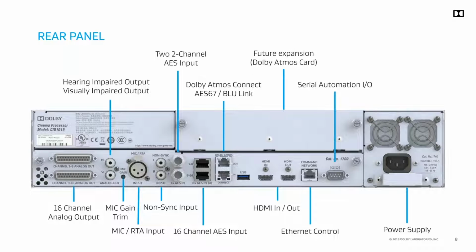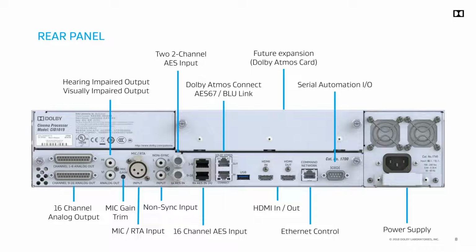Next, we'll look at the rear panel, and again, I'll walk from left to right. So first, there are 16 channels of analog outputs on the two 25-pin D-sub connectors. These supply analog audio. You can run that directly to an amplifier or whatever you like downstream. Next to that are the hearing impaired and visually impaired analog outputs in the standard RCA type connector. Moving to the right again, the microphone and mic gain trim pot for the microphone and RTA. You can use this for microphone announcements and that sort of thing in the XLR type connector. And it also accepts a microphone for the internal RTA of the CP950 for doing EQ.